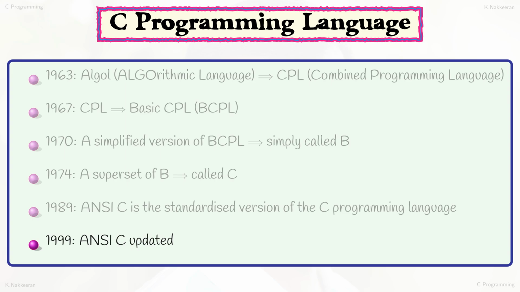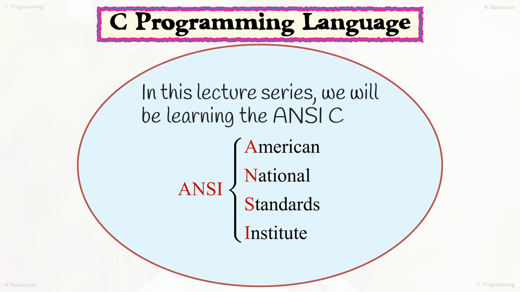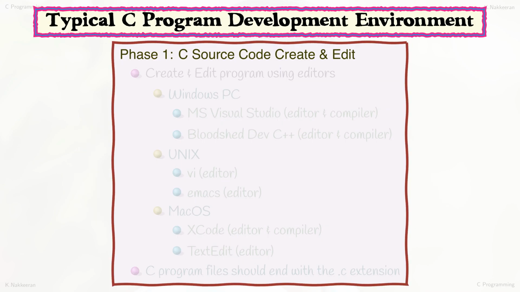ANSI C was updated in 1999. In this lecture series, we will be learning ANSI C. Typical C program development environment. C programs go through 6 phases to be executed.